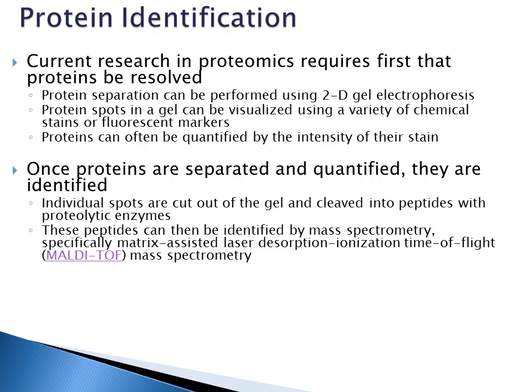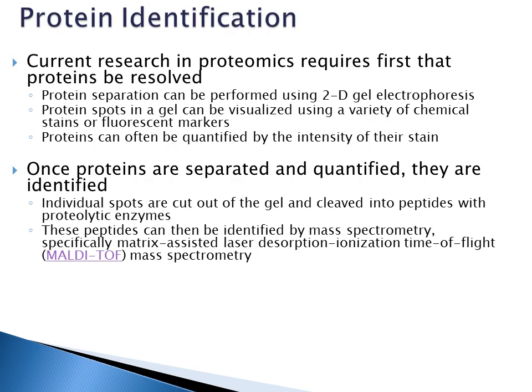Current research in proteomics requires first that the proteins are resolved, and protein separation can be performed using two-dimensional gel electrophoresis, where you spot your protein and you visualize it using a variety of chemical stains or fluorescent markers. When you run your protein in a gel, you can quantify the protein by the intensity of the stain. Once those proteins are separated and quantified, they're then identified.